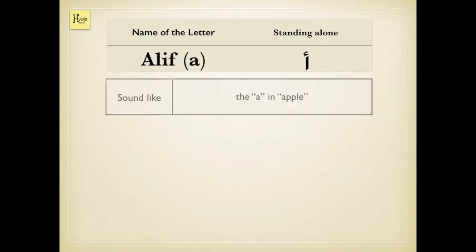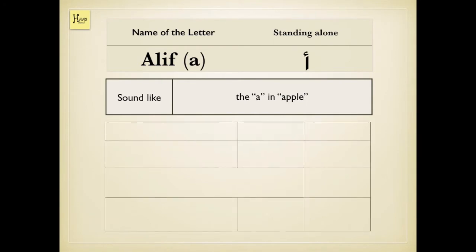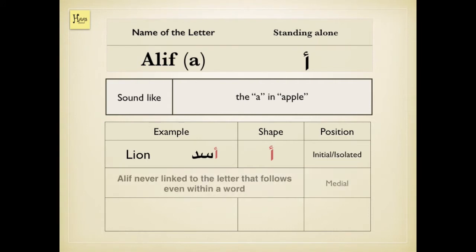So we're starting with the letter Alif. Alif. It sounds in English like the A in apple. Let's go through the examples. The first position, as you see here, is the initial and the isolated position for Alif. The shape, as you see, is similar. And the example here is Asad, lion.